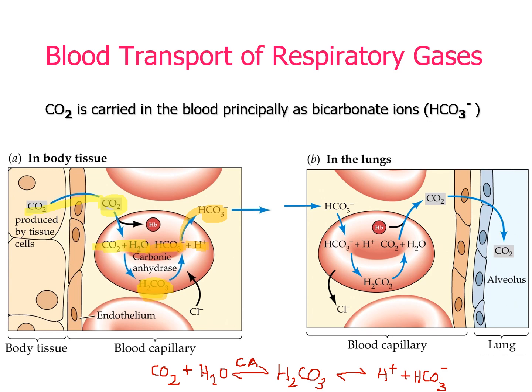So in the lungs, this whole process reverses. The bicarbonate, which was in the blood plasma, moves back into the red cell, combines with hydrogen ions to form carbonic acid, and then under the action of carbonic anhydrase goes to form carbon dioxide and H2O, and the carbon dioxide diffuses out across the respiratory membrane into the space of the alveolus, and you breathe it out from your lungs.